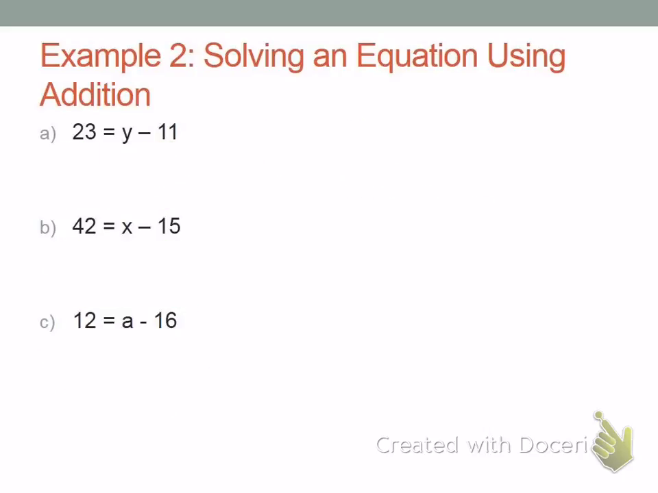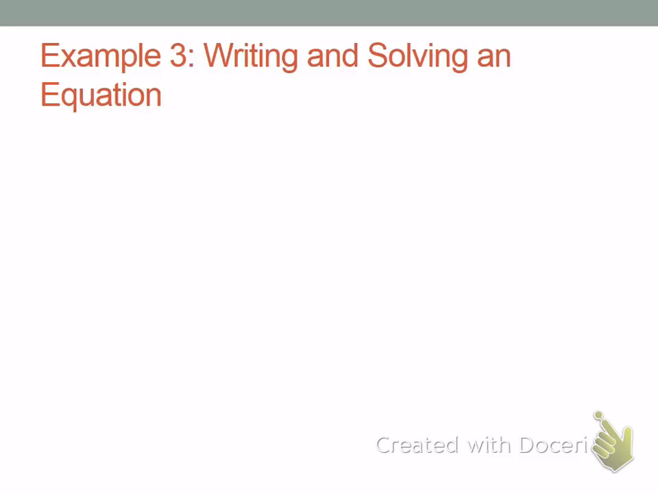Okay, now in example 3, I need to write and solve an equation. So now I need to come up with my own equation. Here's what the word problem tells me. It tells me that I weigh horses using a method of knowing how much my trailer weighs first and then weighing the trailer after the horse gets on the trailer. So here's what it tells me. The total weight of the trailer when the horse is on it is 3,375 pounds.